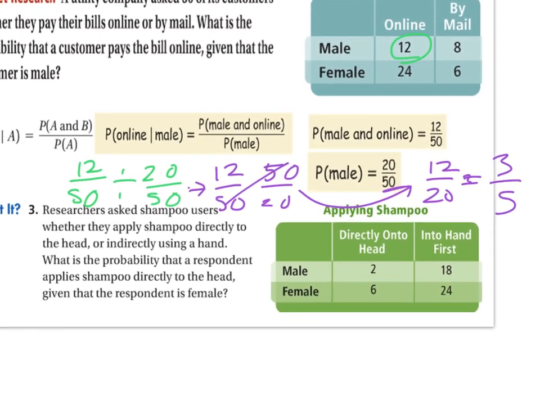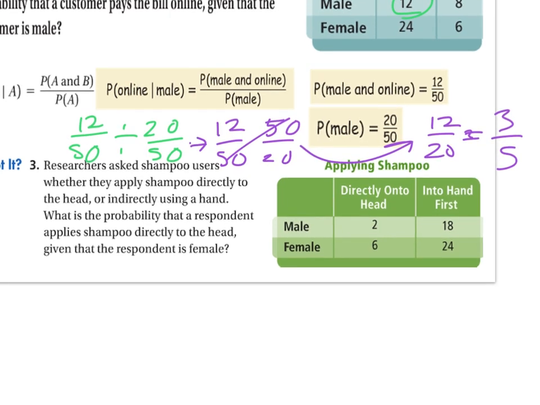Here's another one. I find this question to be entertaining. Researchers asked shampoo users whether they apply shampoo directly to the head or indirectly using a hand. And then the question they ask is, what is the probability that a respondent applies shampoo directly to the head given that the respondent is female? And this would be a good chance also for you to just pause and try the problem on your own, and then resume the video and I'll work through it the rest of the way.